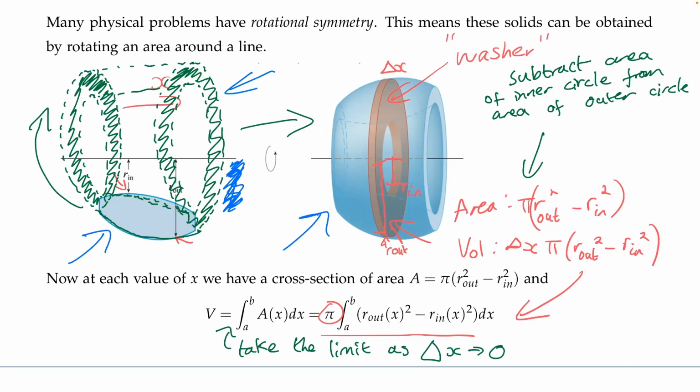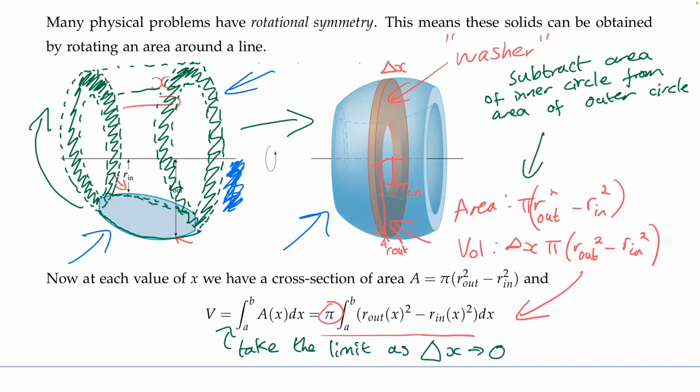And then we take a delta x, its width. We take that cross-sectional area, we multiply it by its width, and that will give us the volume of this washer. And then as we take the width of that washer to be smaller and smaller and smaller, our sum turns into an integral. So how do we work out the integral for a volume of revolution?